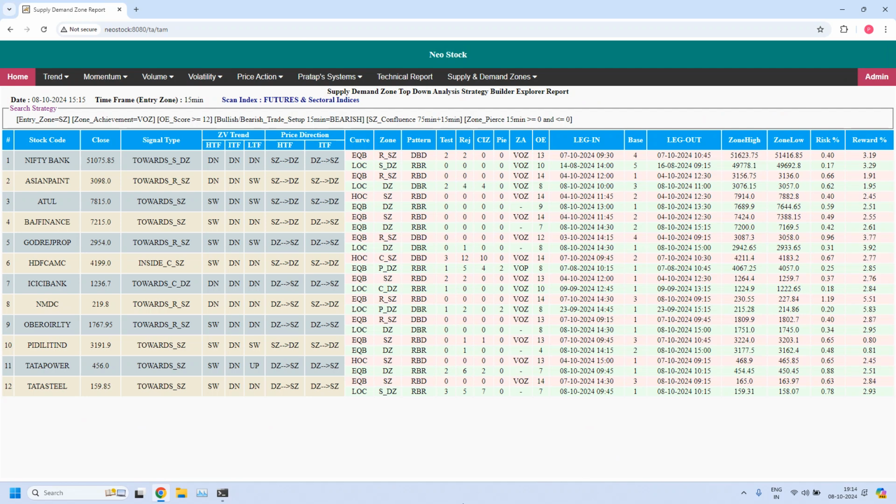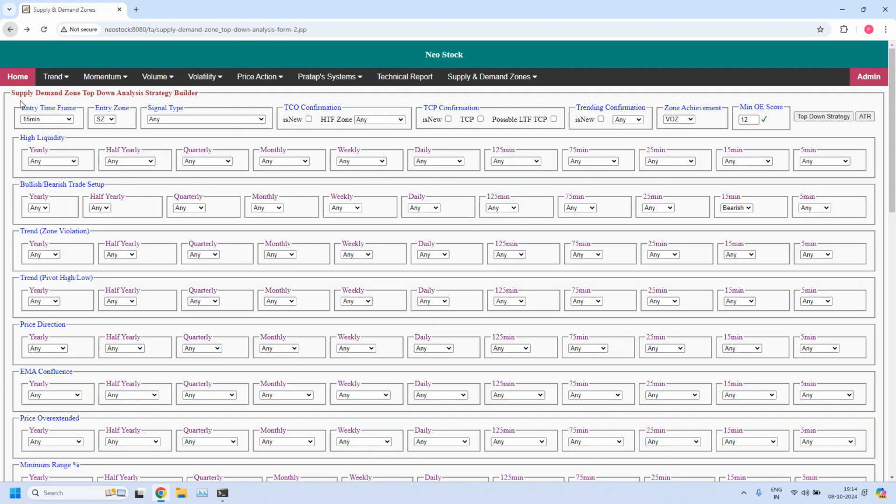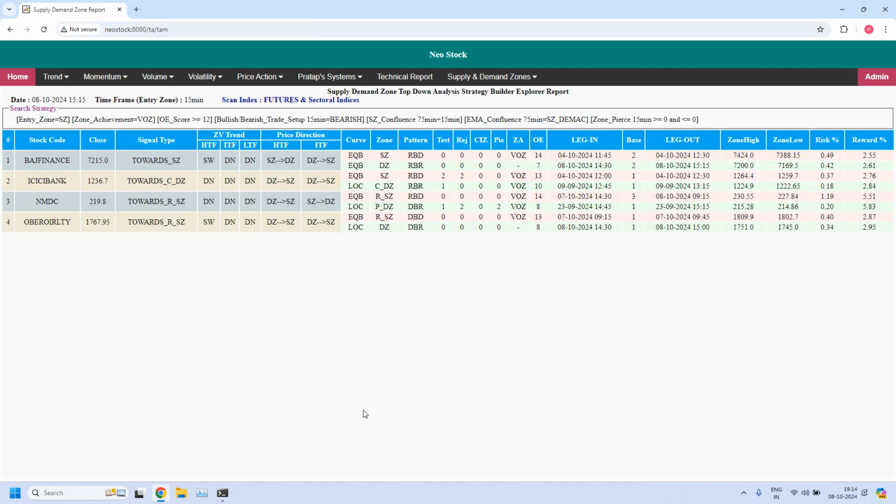Now, because 15 minute supply zone is part of 75, if those 75 minutes trend is downtrend, and if any of them are having a EMA confluence, it is a high probability setup. That is 75 minute supply zone is having daily EMA confluence. So in the EMA confluence at 75 minutes time frame, I am looking for 75 minutes supply zone with daily EMA confluence. Let me check. 4 stocks are having a confluence, ITF confluence, and also EMA confluence. So these are the high probability setups.